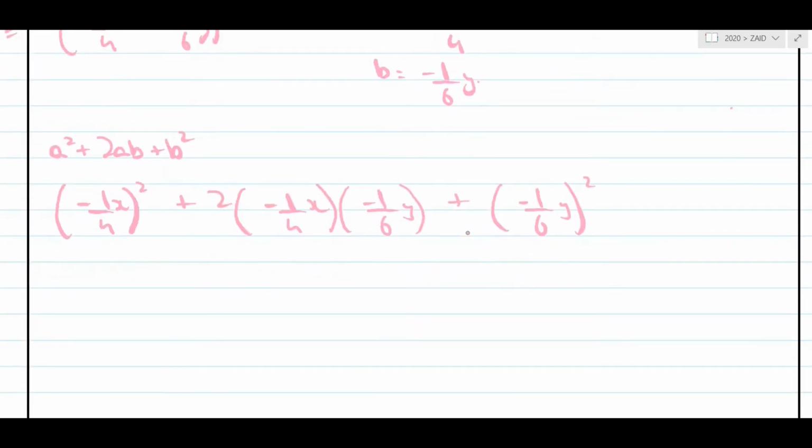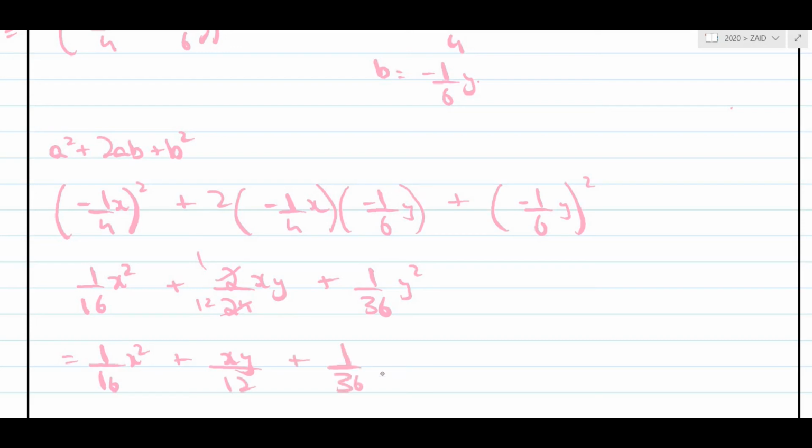As we know that the square of minus is plus, (-1 upon 4x) whole square would become 1 upon 16x square, since the square of 4 is 16. Plus, minus minus is plus, 2 upon 24xy, plus the square of minus 1 upon 6 is plus 1 upon 36y square. Your final answer would be 1 upon 16x square, plus xy upon 12, plus 1 upon 36y square, and this would be your final answer.